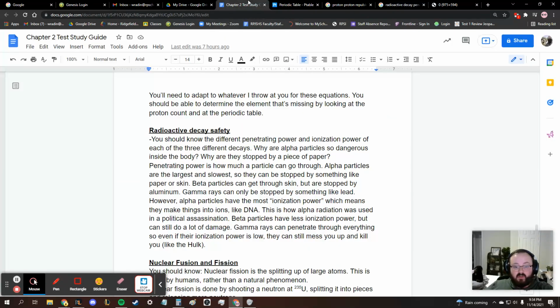However, because alpha particles have the most charge, they are like vacuums for electrons inside your body. They're going to steal the electrons and turn important things, like your DNA, into an ion, which is how radiation will kill you. So, not very fun. Beta particles are kind of in the middle, and gamma rays can still hurt you because they can penetrate you. Even if their ionization power is low, they're still going to do damage, and they're going to kill you, like Bruce Banner.